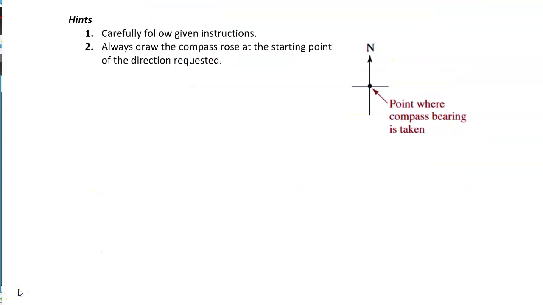So, some hints. Carefully follow given instructions. So, we really read all the instructions and information given. Always draw the compass rose at the starting point of the direction requested. So this is what we'd call a compass rose. So we always show north, and you'll see on any diagrams that we'll do a little arrow pointing up to north. Okay, so that's the point. It might be point A, and we're showing north. At the bare minimum, we show north, because that's where we're always measuring from anyway.